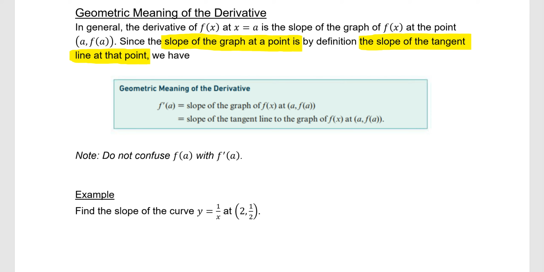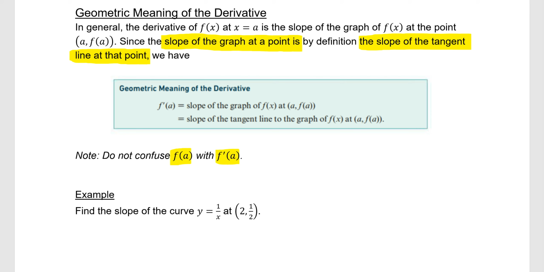And just kind of a little side note, don't confuse f of a with f prime of a. f of a is the y-coordinate at a. f prime of a tells us the slope at x equals a. Okay, so two different things. Let's see an example here.